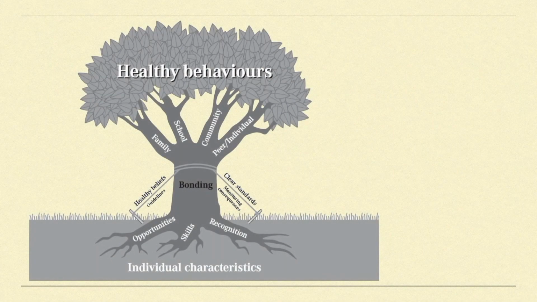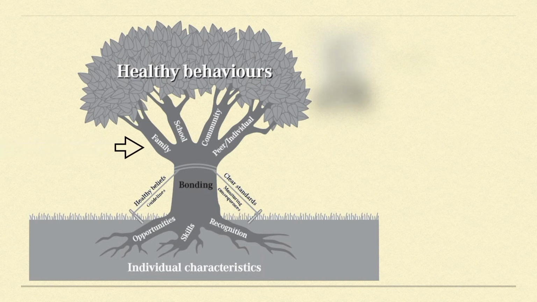It has similar ideas to it. It has individual characteristics at the bottom, opportunities, skills, and recognitions as being the root, clear standards as one guideline, and healthy beliefs as the other, with the domains of a child, family, school, community, and peer and individual, all these leading to healthy behaviors.